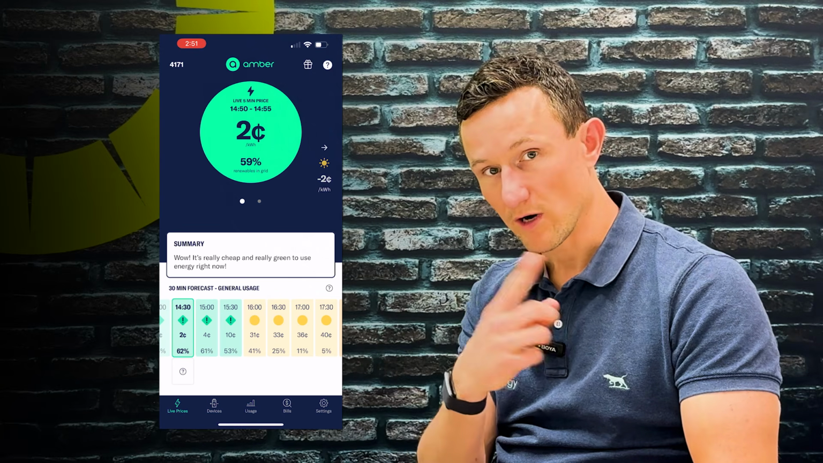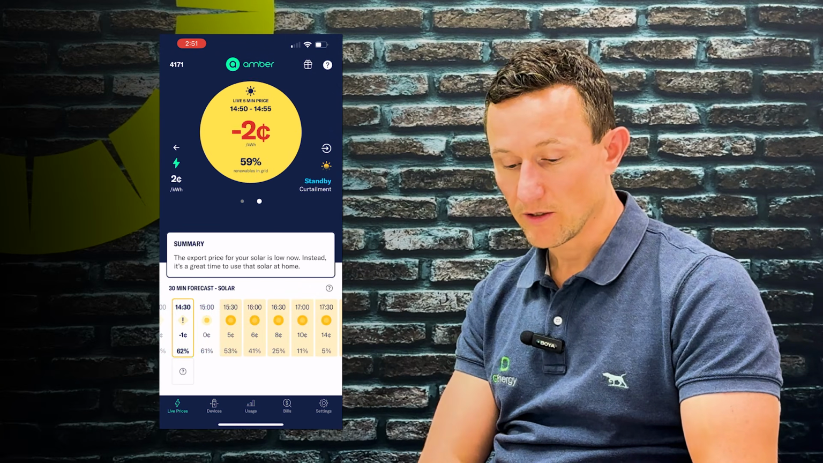If you swipe to the right across on the green circle, it gives you the same breakdown but for your feed-in. So obviously we're at -2 cents. And if you scroll across, when energy was going to be really expensive around that 6 p.m. mark, you can sell back at 16 cents.